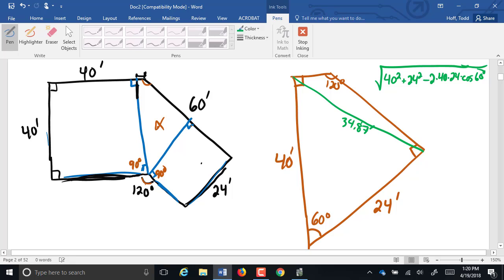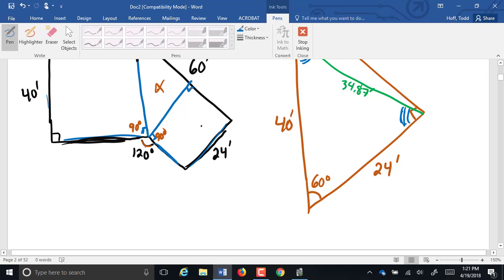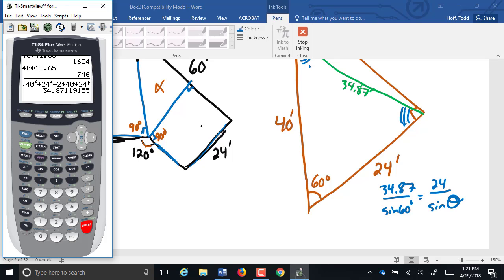Now that we have that, we can find these angles here, can't we? Let's find this one here. Well, we actually want to find this one first, don't we? To make sure it's acute. Well, we know they're both acute because they have to be less than 90. But either way, we're going to do the 34.87 over sine of 60 equals 24 over the sine. I'm just going to put in theta to find that angle. So we're going to cross multiply. Sine of 60 times 24 divided by 34.87. So that's the sine of the angle. We do the inverse sine. Get 36.59 degrees.